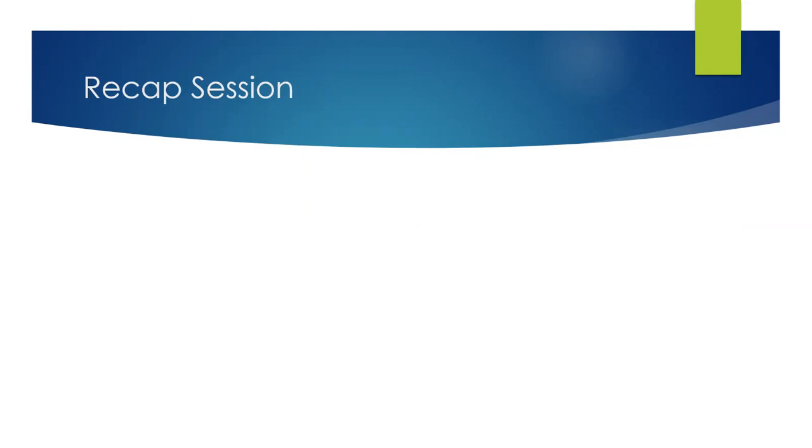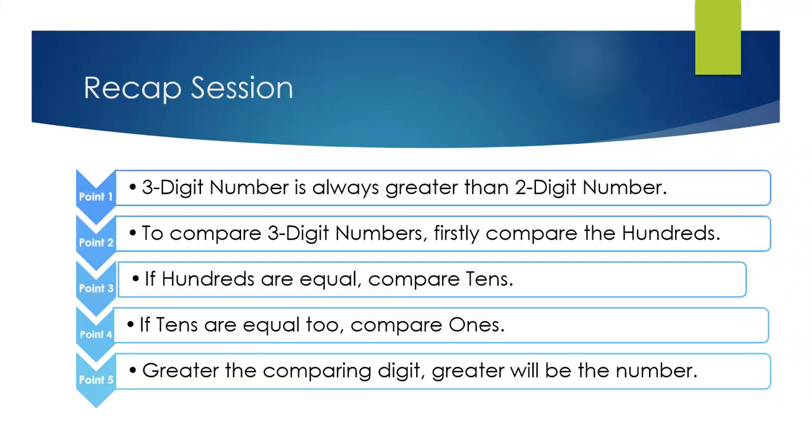Now let's recap what we have learned in this lesson. Firstly, we have seen that a three-digit number is always greater than a two-digit number. This is the case with the numbers we are comparing of different digits. Now, if we have two numbers both comprising three digits, then firstly we will compare the hundreds place value. Secondly, if they are same, then we will compare the digits of the tens place value. And if they are also same, then we will compare the ones place value digits.